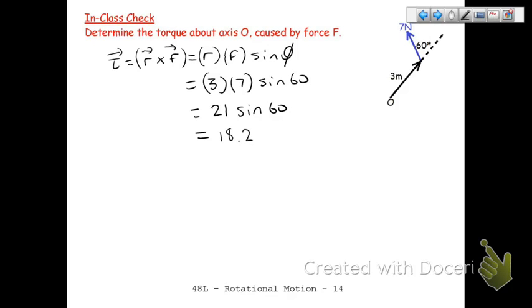And what are the units going to be for torque? Well, it's going to be the SI equivalent of foot-pounds, which will be the Newton meters.